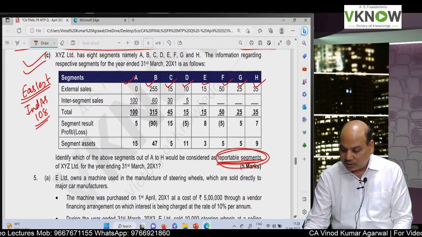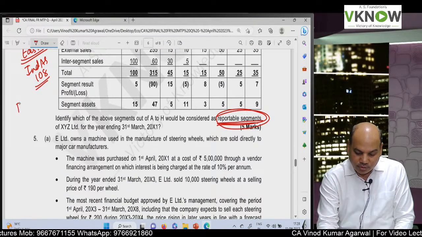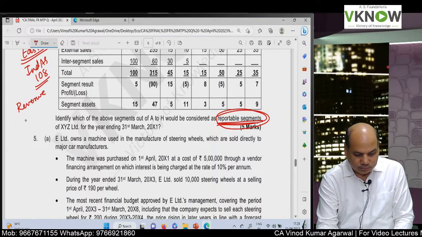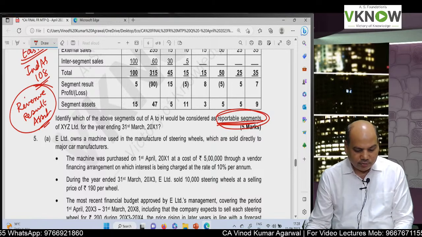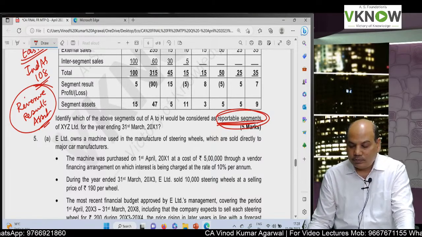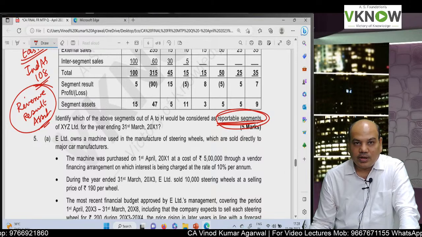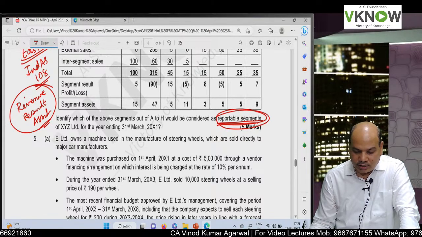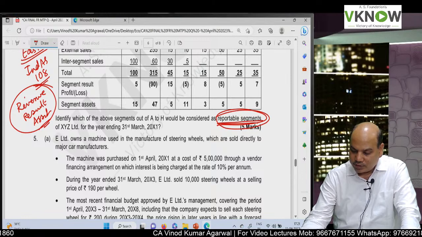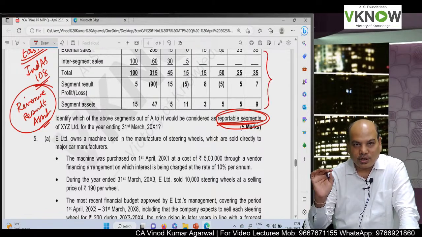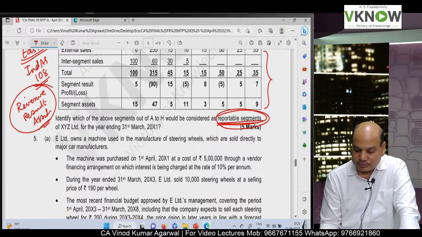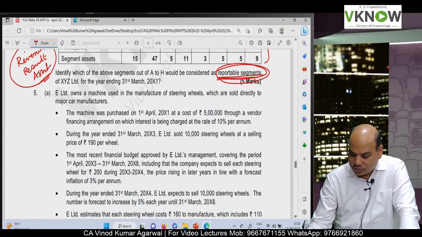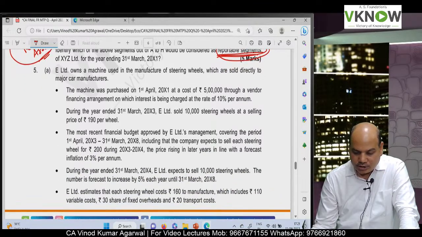So you will apply 3 types of test: revenue test, result test, and asset test. After applying these tests, you will be able to identify which segment is a reportable segment under Ind AS 108. When we start the discussion on Ind AS 108, the identification, we usually start with this example only. So very easy, and similar questions were there in your intermediate also.